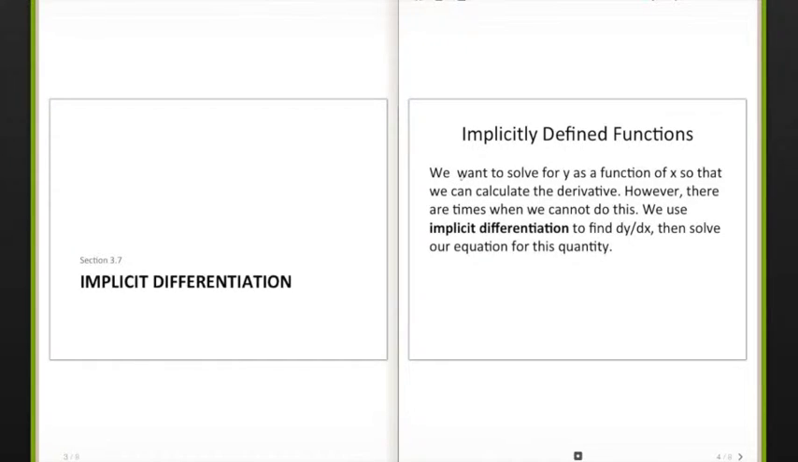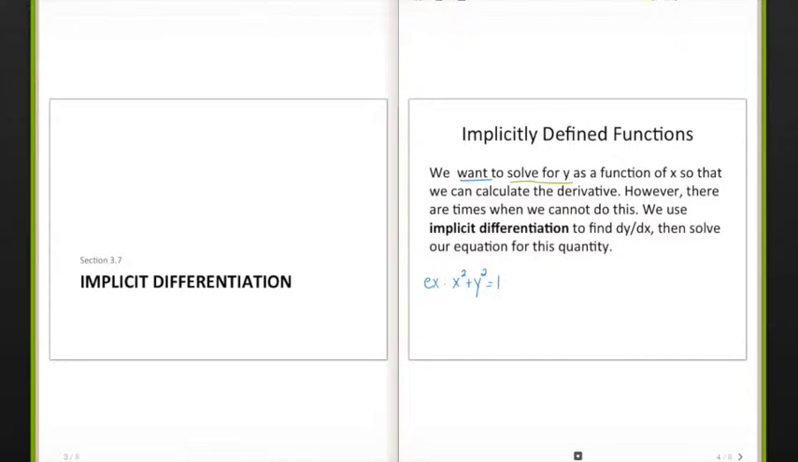This week, our topic is implicit differentiation. In calculus, we will want to solve for y as a function of x so that we can calculate the derivative. However, there are going to be types of equations that do not allow us to do this. When we stumble across these types of equations, we use implicit differentiation to find dy/dx, then solve our equation for this quantity.